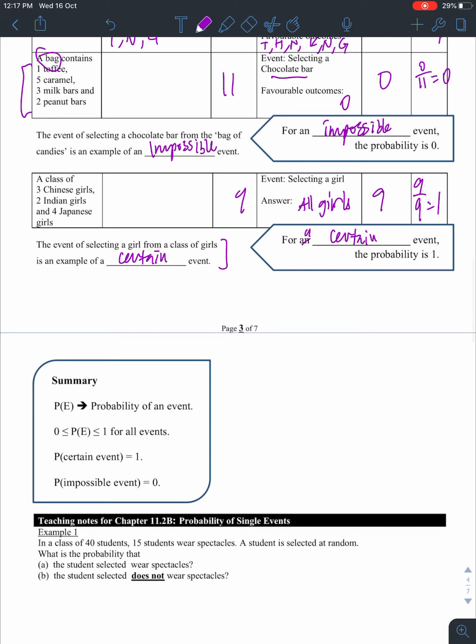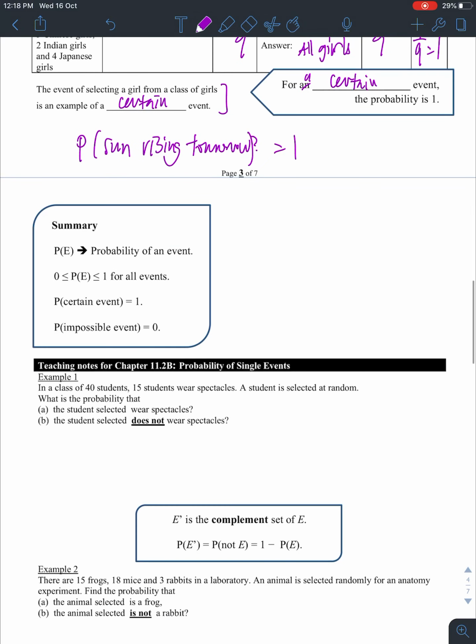So for example, if I were to ask you what's the probability of the sun rising tomorrow, what would your answer be? Clearly, it must be equal to 1 because every day the sun would rise. So it is a sure event, a certain event. Hence, the probability will be equal to 1.